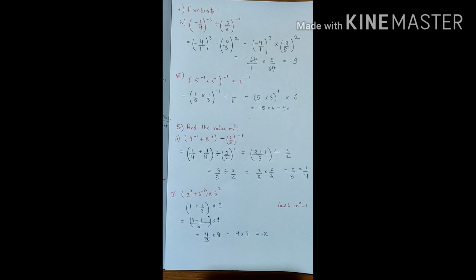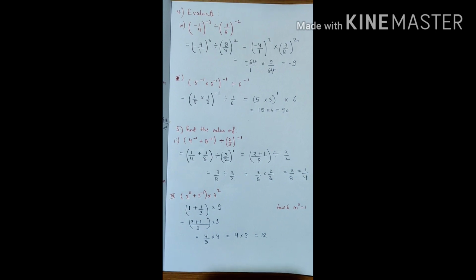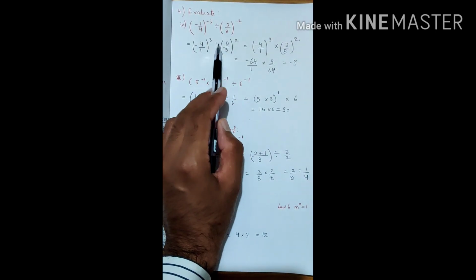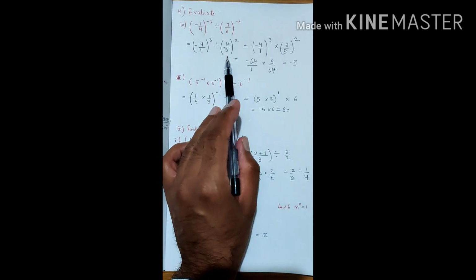Your first one says minus 1 by 4 raised to the power of minus 3 divided by 3 by 8 raised to the power of minus 2. We have seen in all the questions we have done that the first thing we do is convert our power from negative to positive. So for that we'll again reciprocal this. I hope this is clear to you.